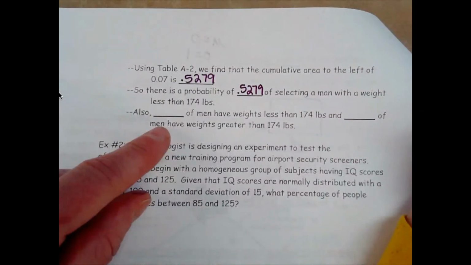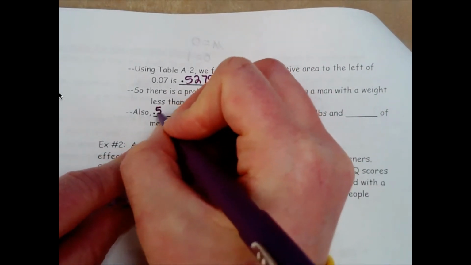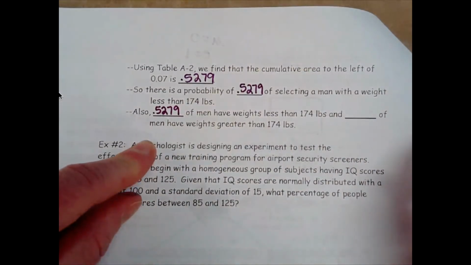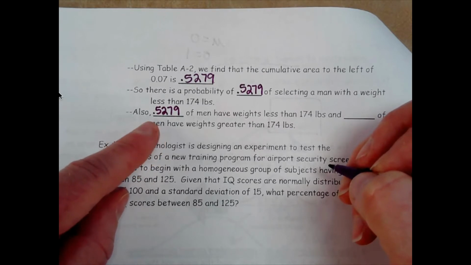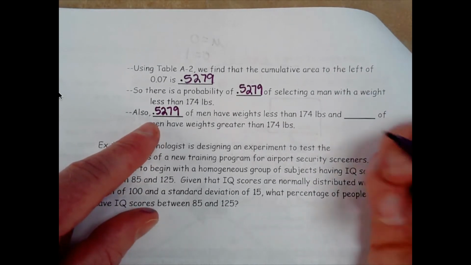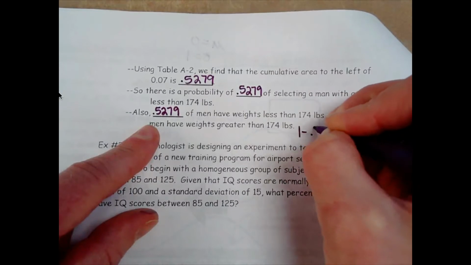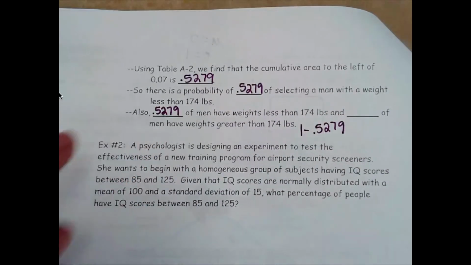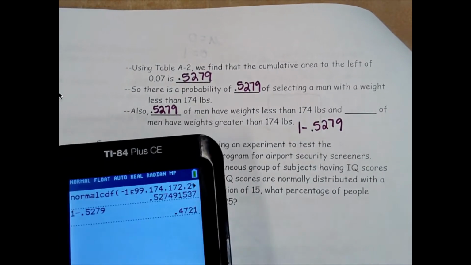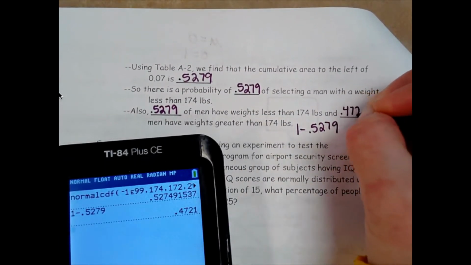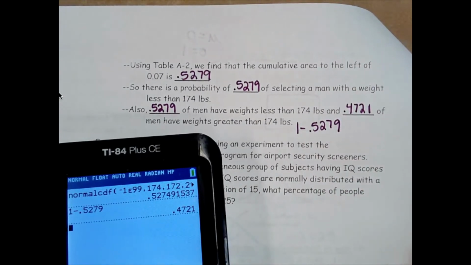Also, blank percent of men have weights less than 174. So that'd be the same, 0.5279. And blank have weights greater than 174. How would we find what's greater than that? Subtract from 1. So do 1 minus 0.5279, which is 0.4721. So on the Pearson, just make sure you pay attention to what it's asking you to round to.